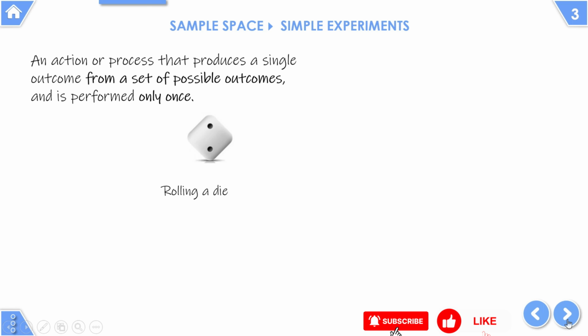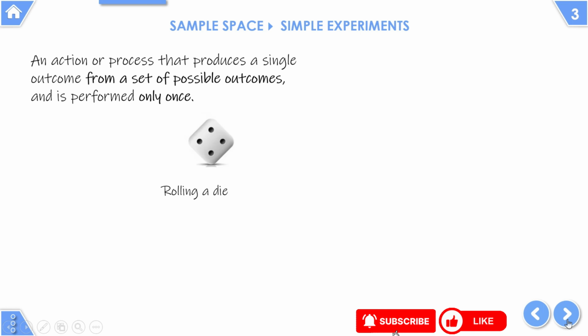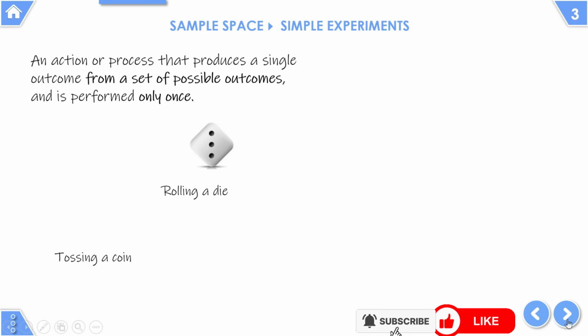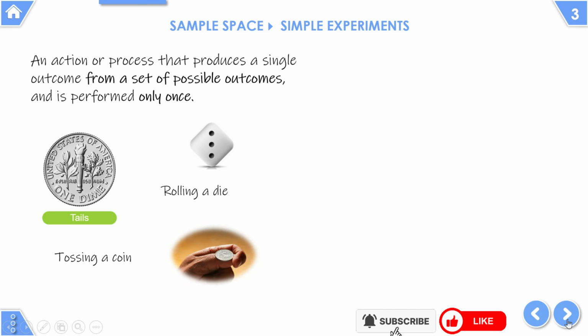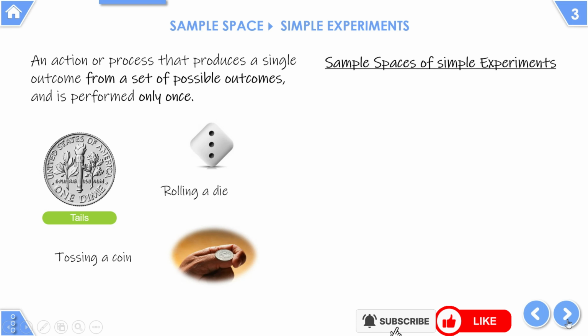You can have 1, 2, 3, up to 6, and all these are possible outcomes of rolling a die as a single experiment. We also have tossing a coin. When we toss a coin, we either get a head or a tail, and that's also a typical example of a single experiment. Now, let's look at example one.